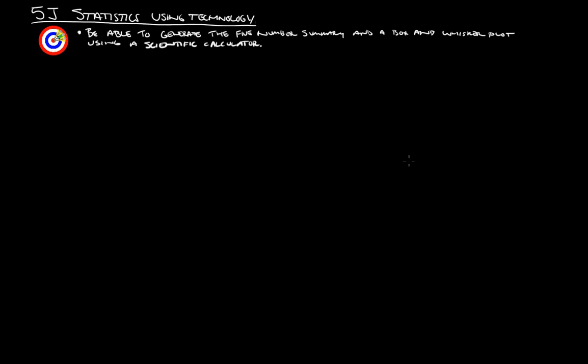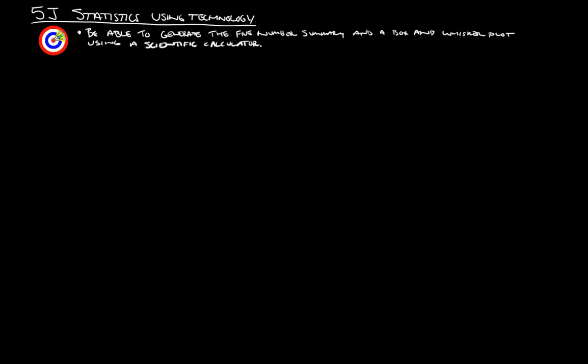I'm going to take you through the 5J notes on statistics using technology. At the end of this, you should be able to generate the 5-number summary and be able to make a box and whisker plot using your scientific calculator.